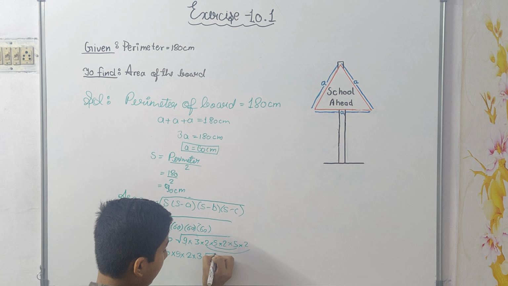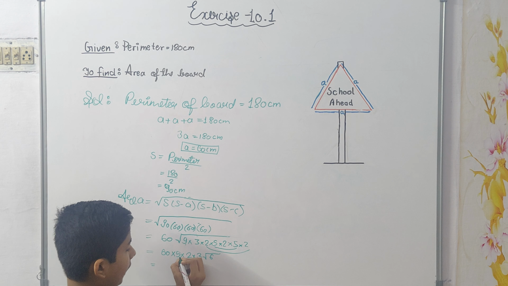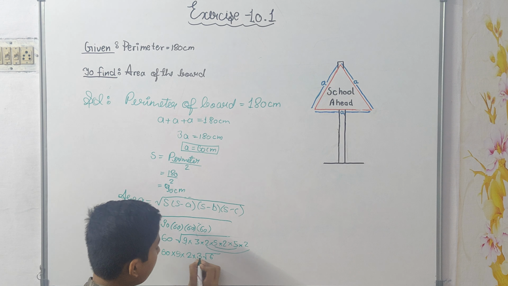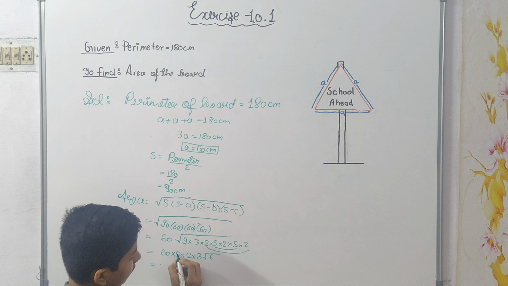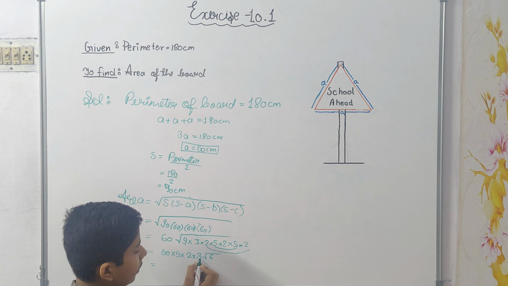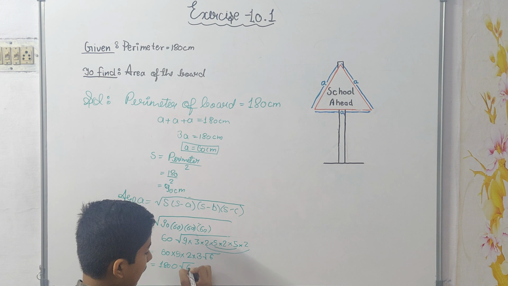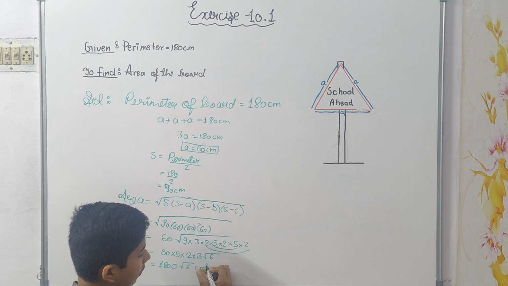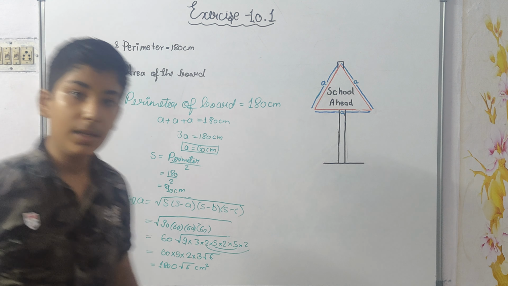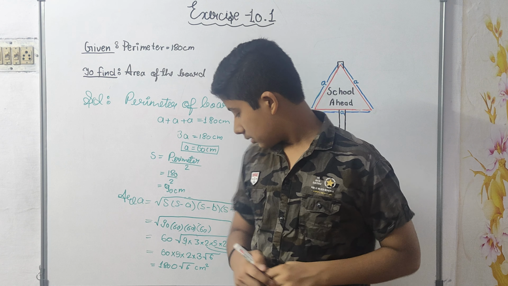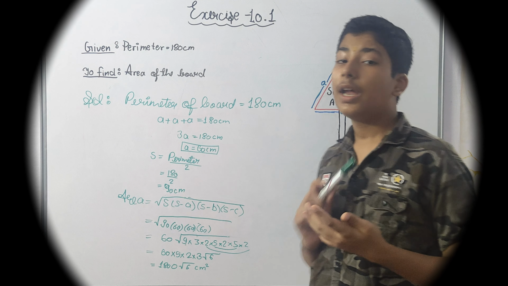So we can say 60 into 5 into 2 into 3 into 3 into 3, and in bracket 3 into 2, which is 6. 6 into 5 is 30, 30 into 2 is 60, 60 into 3 is 180, so 1800 root 6 centimeter square. This will be the area of our equilateral triangle. Very easy question, as you can see. Now we will come to our next question, which is a very lengthy question.